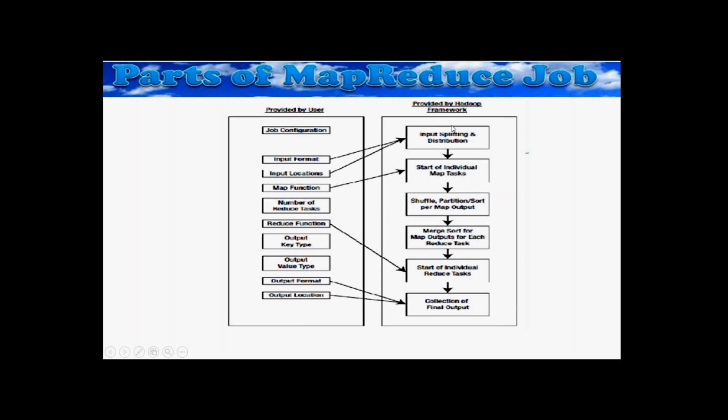The framework will take care of splitting the data into key and value pairs based upon the input file format, and starting the individual map tasks. Shuffle, partition, and sort of the map output will also be taken care of by the framework itself, along with merging and sorting map outputs for each reduce task. Finally, the reduce task will be initiated immediately after completing the sorting, shuffling and partitioning. Later, the output will be written to the output file with the help of the output format with which we have configured. Okay, I think it's clear now.